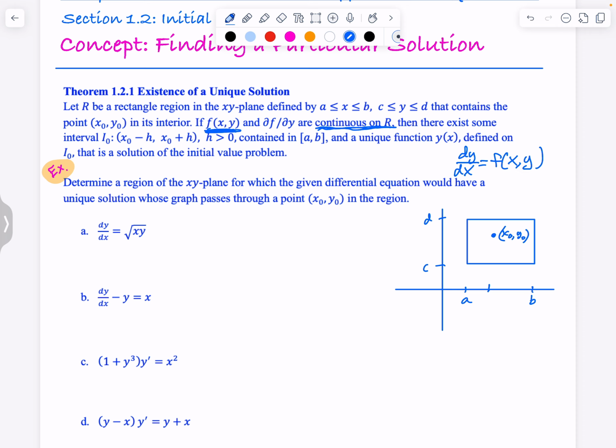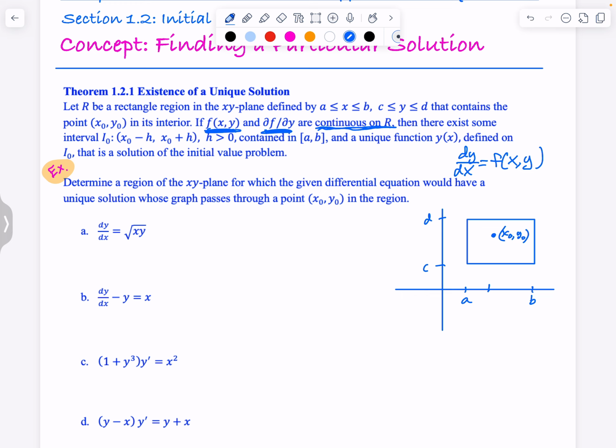Okay, and then now I have to take the partial of that. Now, if you need to go review partials, please do. I have a Calc 3 playlist on my YouTube channel. Please go check the partial derivative section out. They're not hard. It's just kind of breaking your brain. You have to break habits. All right, so if that's continuous in R, then we know there's a solution.